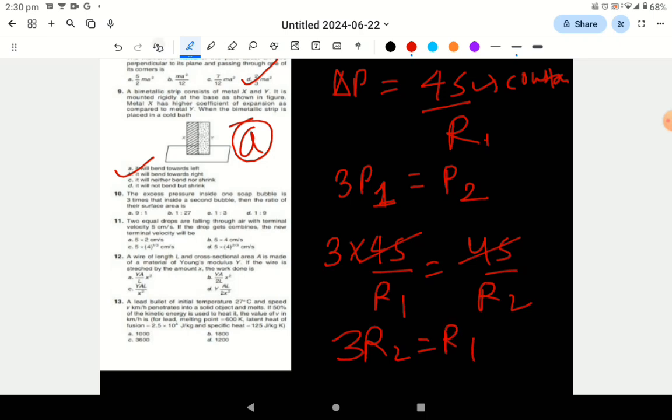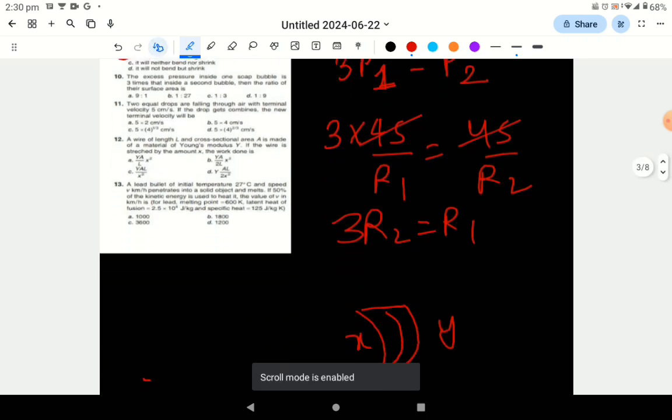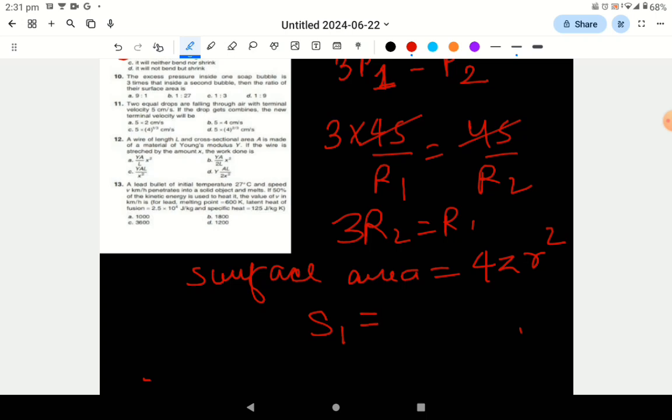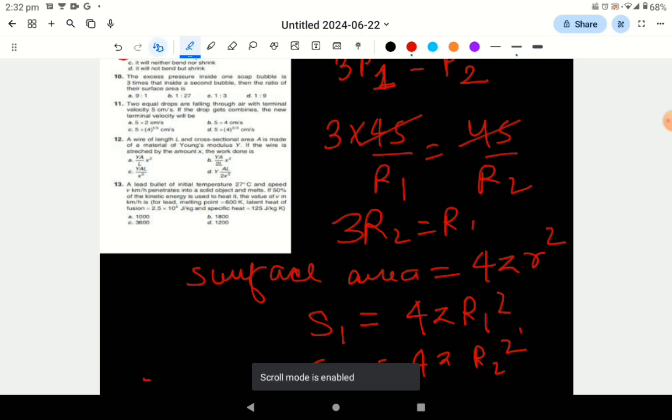3 times of r2 is equal to r1. Therefore, let's see, surface area is equal to 4 pi r square. So surface 1 is equal to 4 pi r1 square, and surface 2 is equal to 4 pi r2 square, as r1 is 3 times of r2.